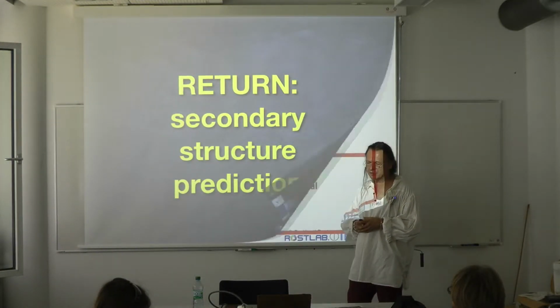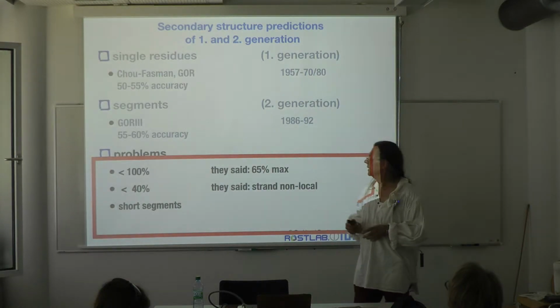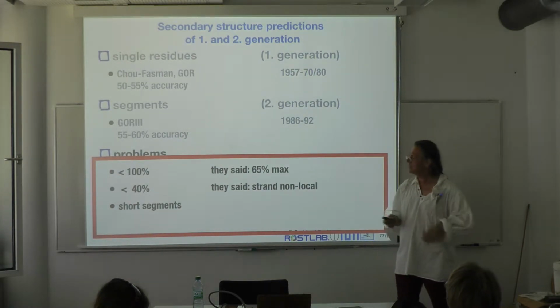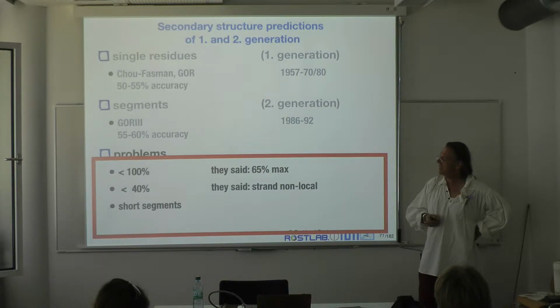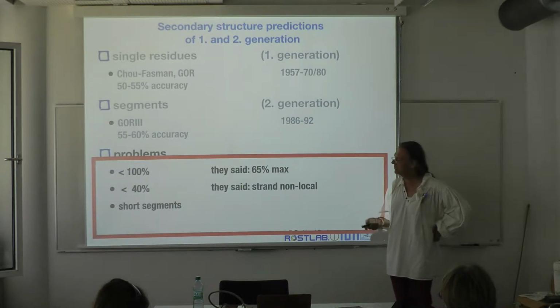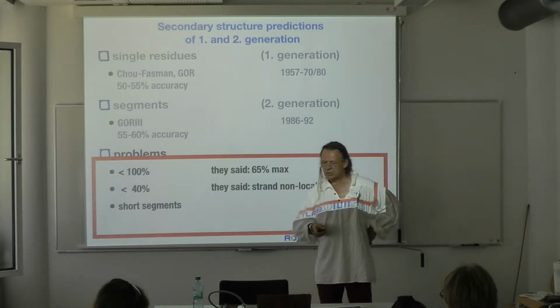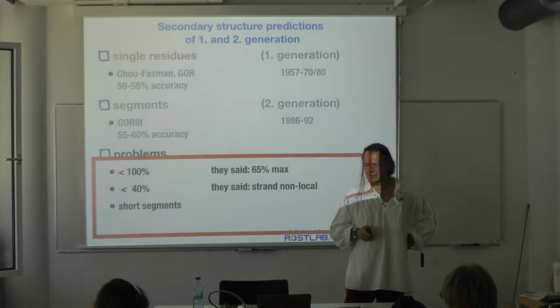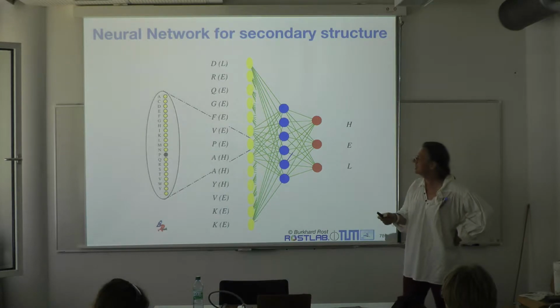Okay, let's get back to secondary structure prediction. So I said that the problems were we cannot quite get to 100%, 65 is the max, that beta strands have only 40% performance, and we have very short segments. What about the machine learning device, the neural network? So in the neural network here, the solution is the following.